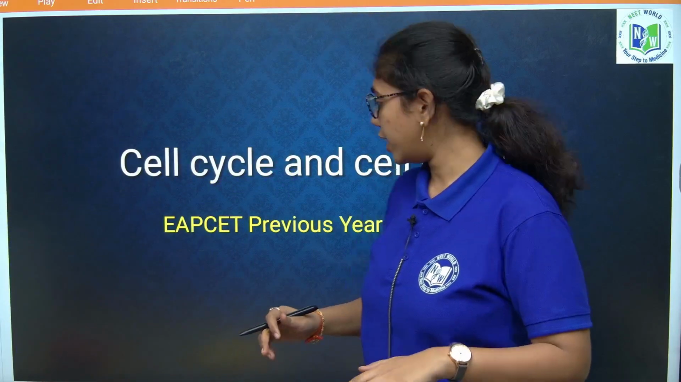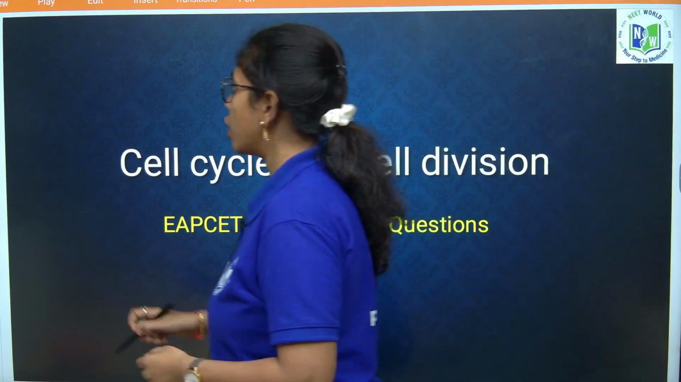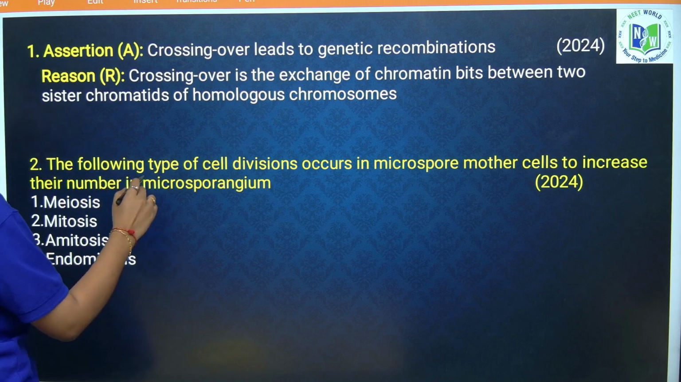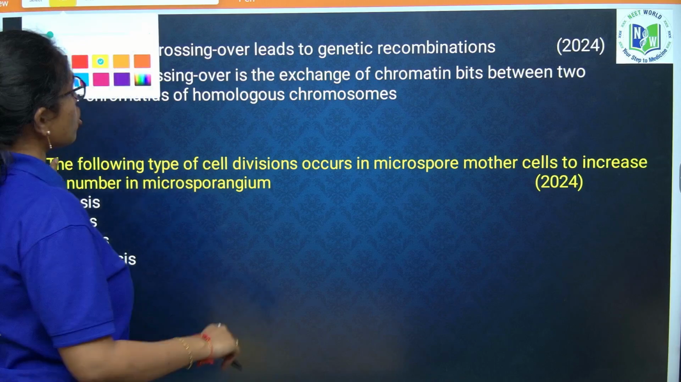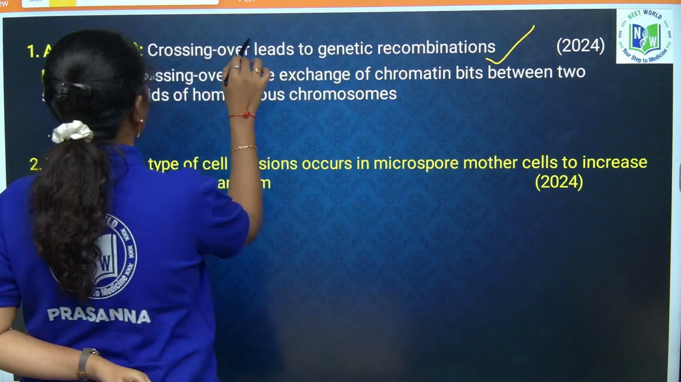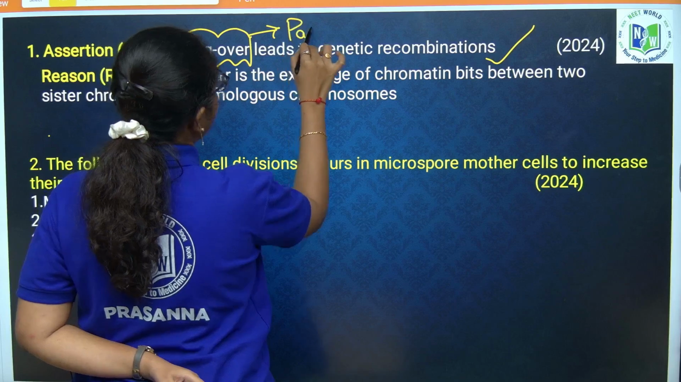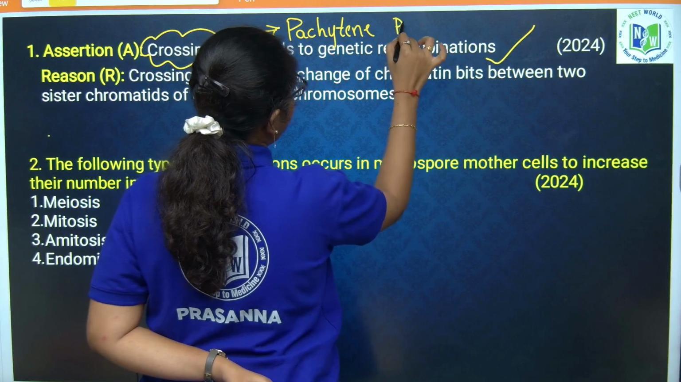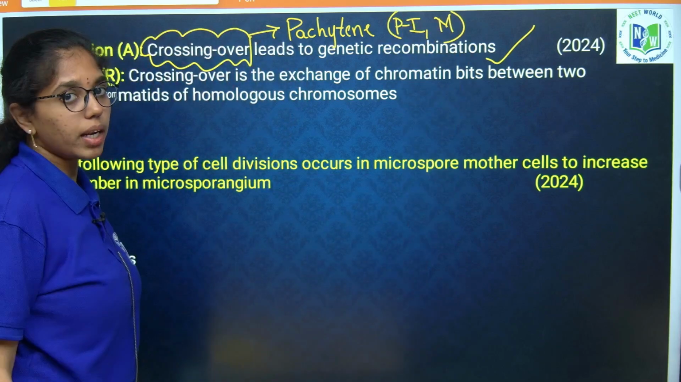Today I am here to deal with EAPCET PYQs from the chapter Cell Cycle and Cell Division. If you look into the most recent question, it is of assertion-reason type, wherein the assertion says that crossing over leads to genetic recombination. Yes, of course this is correct, and crossing over takes place in which phase, beta? Crossing over takes place in the pachytene stage of prophase 1 in meiosis.